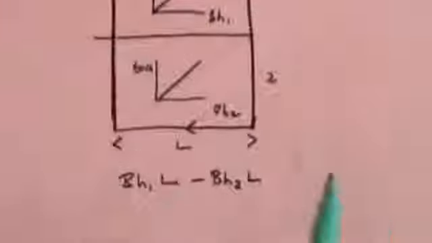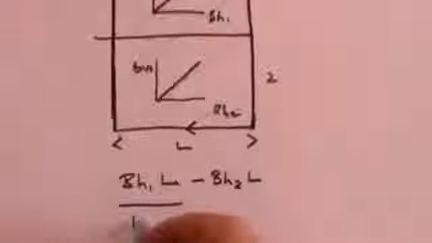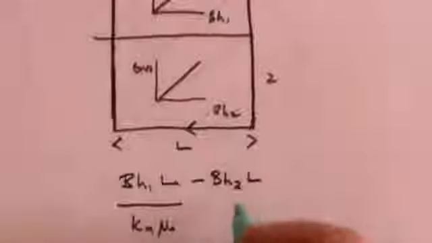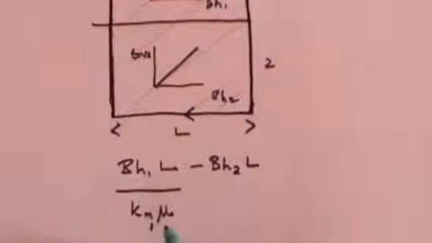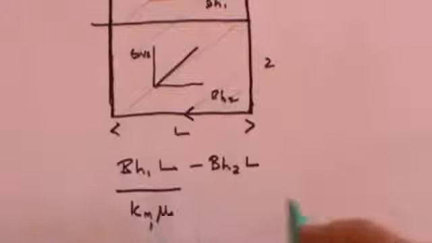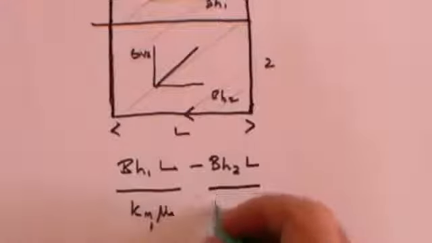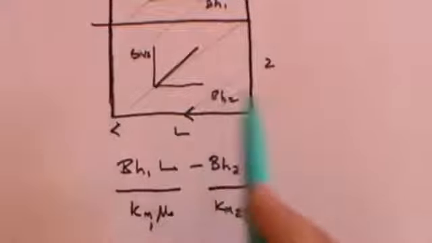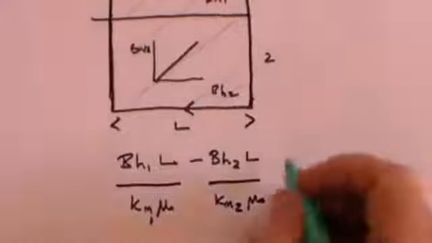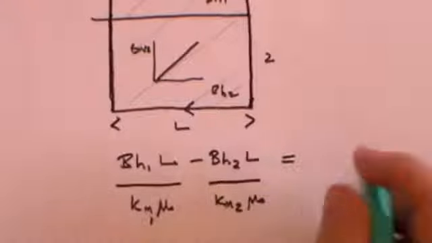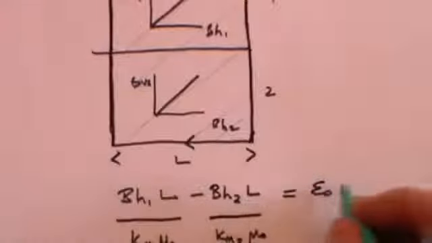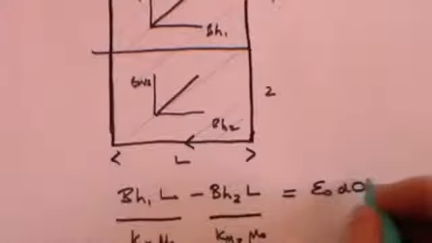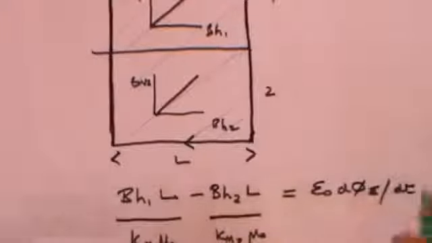So in this case we have to divide by Km1 mu 0, because it's the permeability in medium 1. Here we have to divide by Km2 mu 0 because it's the permeability in medium 2. And that is going to equal, from up here, epsilon 0 times d phi E by dt.